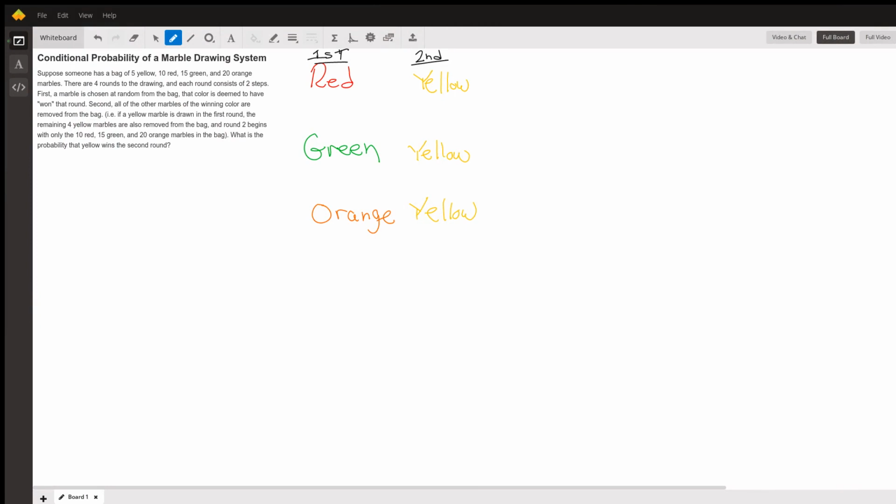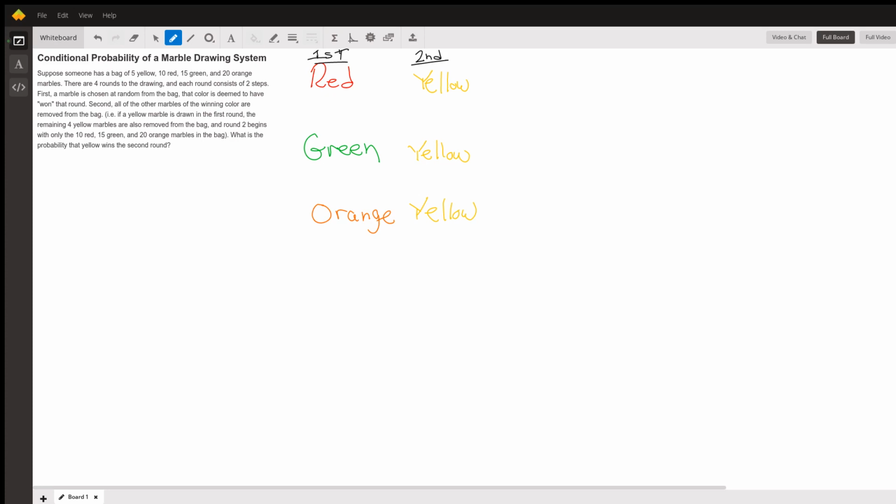We want to know the probability that yellow wins the second round, which means yellow is the color chosen in the second round. There are three ways that this can happen. One is red is chosen in the first round, yellow is chosen in the second. Also, green is chosen in the first and yellow in the second. Orange is chosen in the first, yellow in the second.